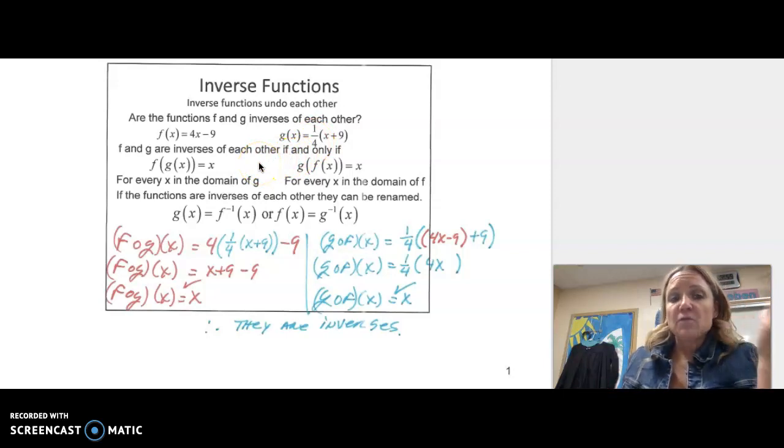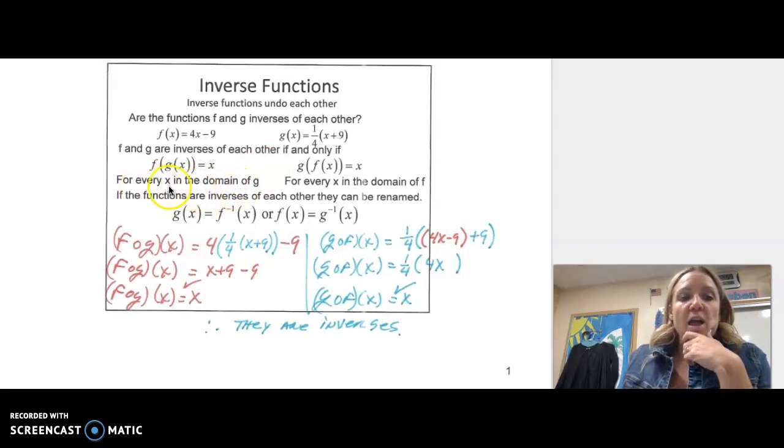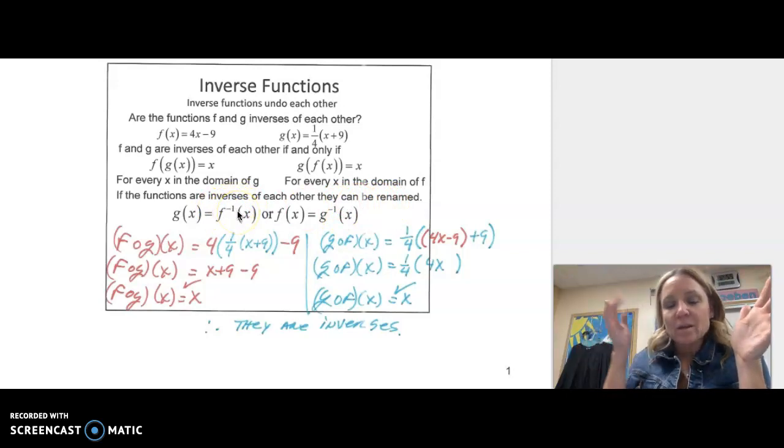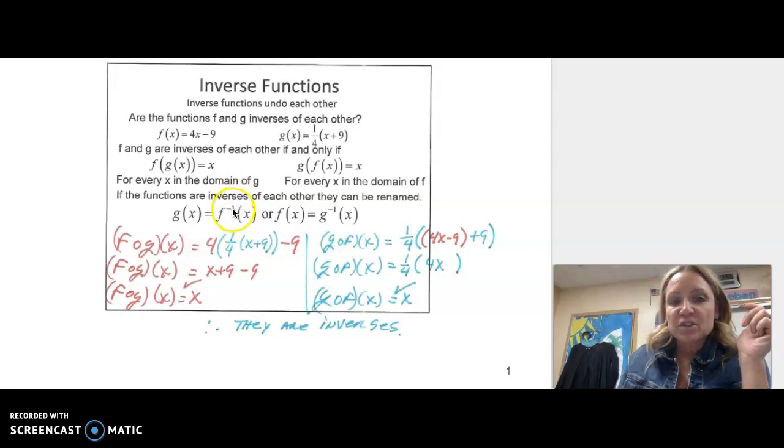So let's see if it's true. The way to do it is, if you get x each time, then you'll say yes. If you don't get x, then you'll say no. For every x in the domain of g and every x in the domain of f, if the functions are inverses of each other, they can be renamed with this little symbol that looks like a negative exponent. That's called the inverse. The g of x is the inverse of f of x, or f of x is the inverse of g of x. All right, so here's what it looks like.